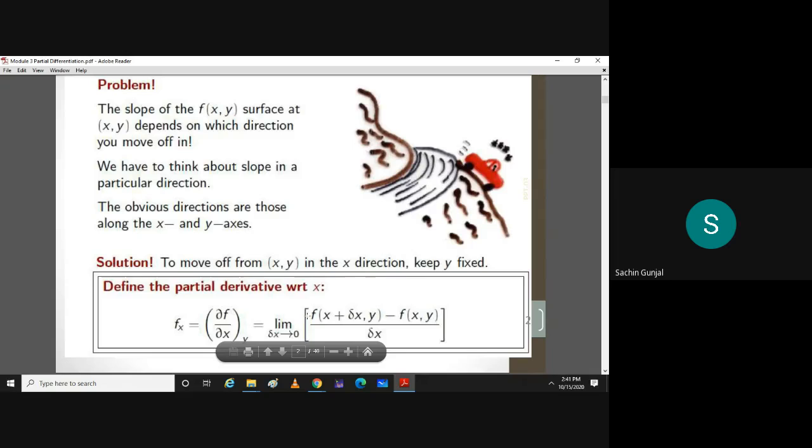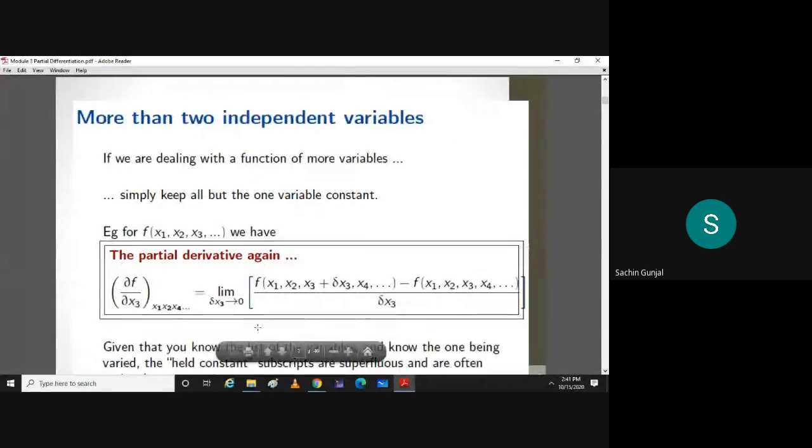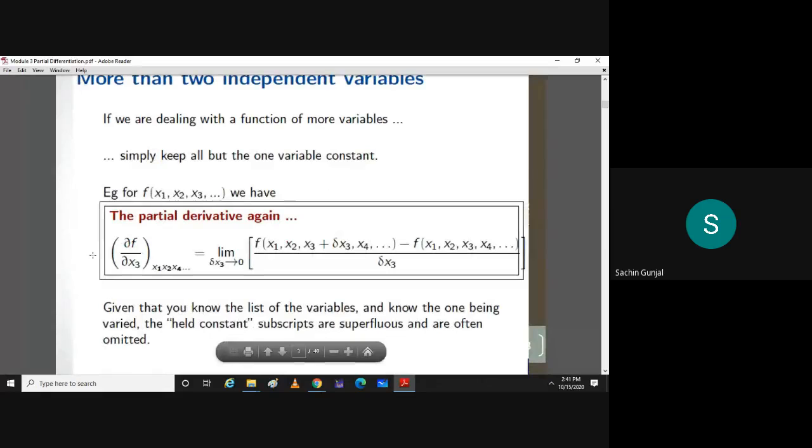A definition from calculus is limit delta x tends to 0 of f of x plus delta x comma y minus f of x y upon delta x. On similar lines, you can define the partial derivative with respect to y and other variables. More generally, if a function of n variables or more than n variables is there, still you can find its partial derivative with respect to any variable, treating other variables constant.